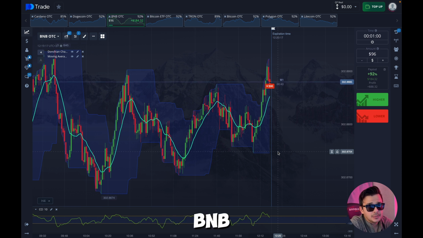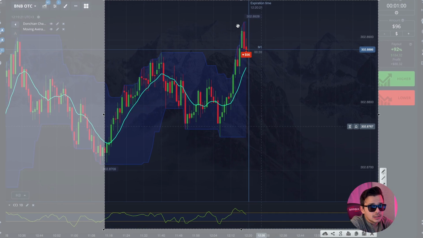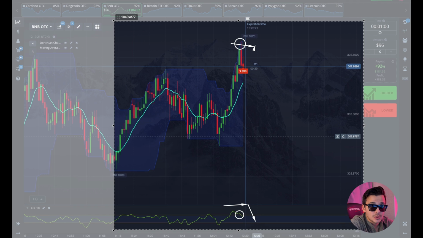The asset BNB, the formation of a new extreme point, the moving line of the oscillator out of the overbought area, and also I will note this price high. I think we should have a small pullback in the dynamics. Let's see. So far, so good.